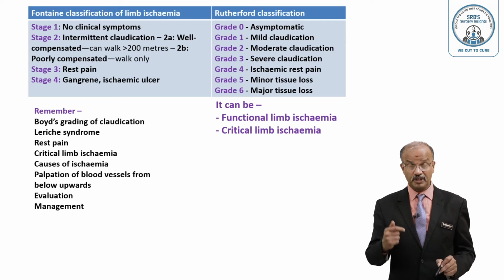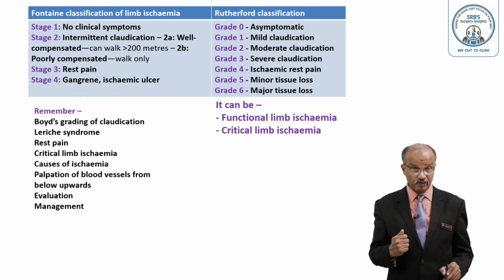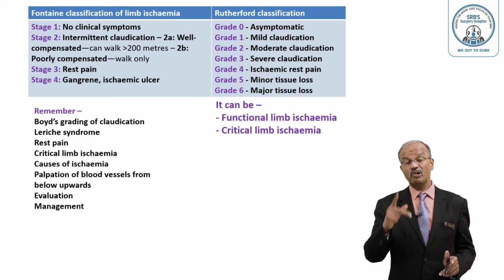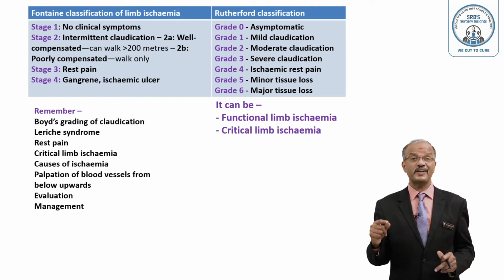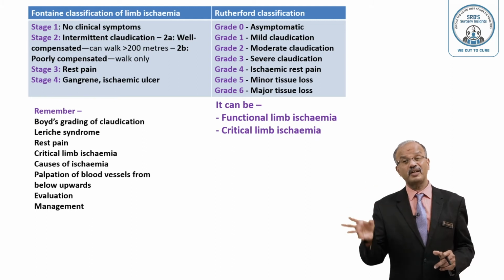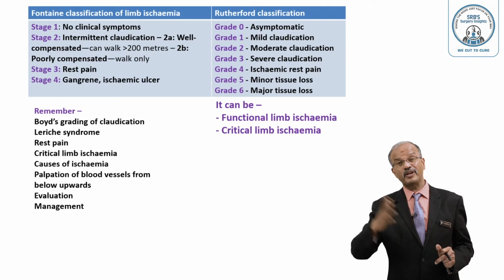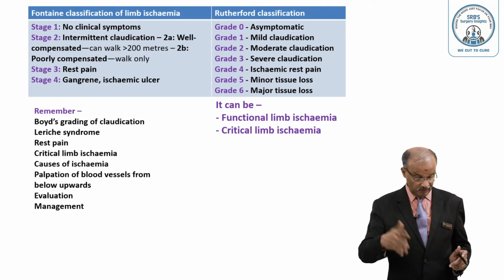Remember, palpation ability from below upward, I already told. Evaluation technique is important. How we will evaluate: arterial Doppler, conventional and CT dynamic angiogram, vascular appearance, collateral, distal runoff, and levels of block, segments of block. There are different classifications for that. That also you have to check.